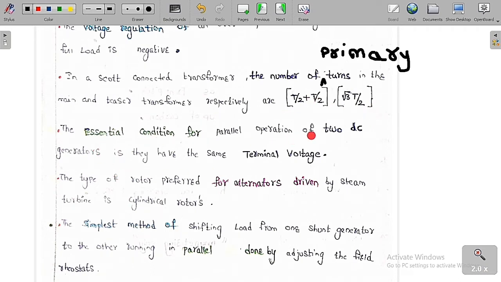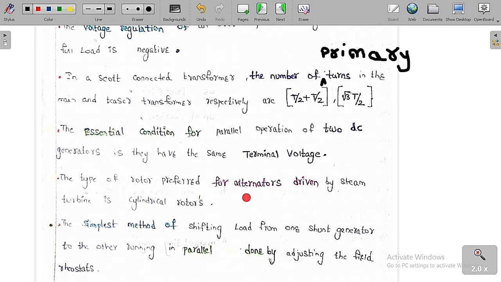The essential condition for parallel operation of two DC generators is that they have the same terminal voltage. I've already told you, only if they have the same terminal voltage do we go for the parallel operation of DC generators. So the essential or necessary condition for parallel operation of two DC generators is that they have the same terminal voltage.